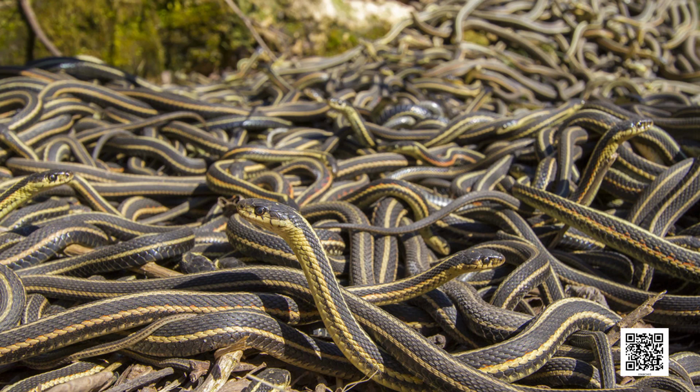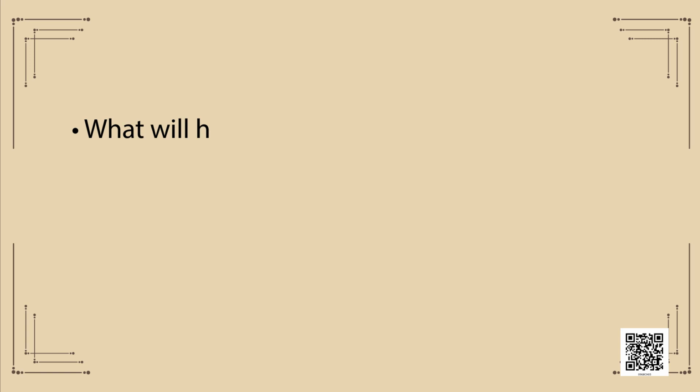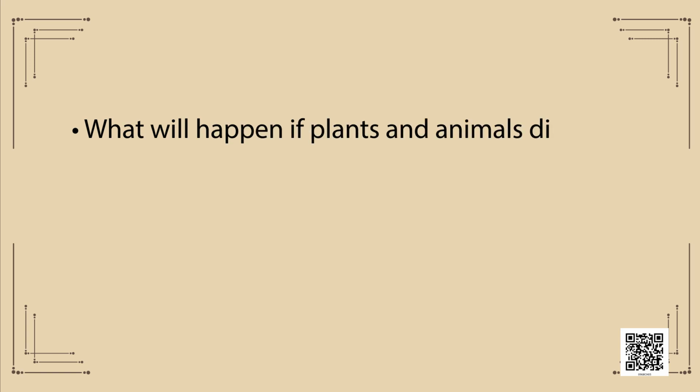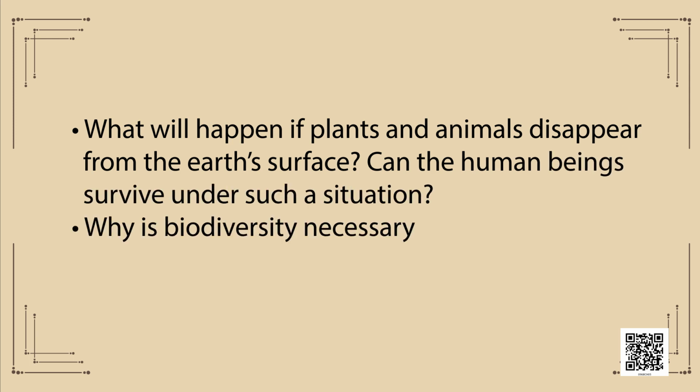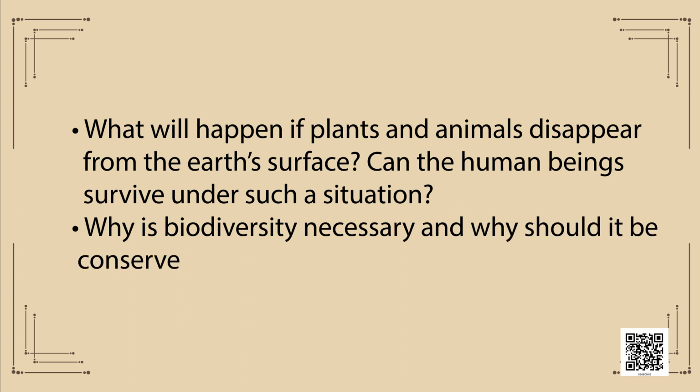Now children, can you think of what will happen if plants and animals disappear from the earth's surface? Can the human being survive under such a situation? Why is biodiversity necessary and why should it be conserved? I'm sure you can find the answer to this. So children, that was all about natural vegetation.